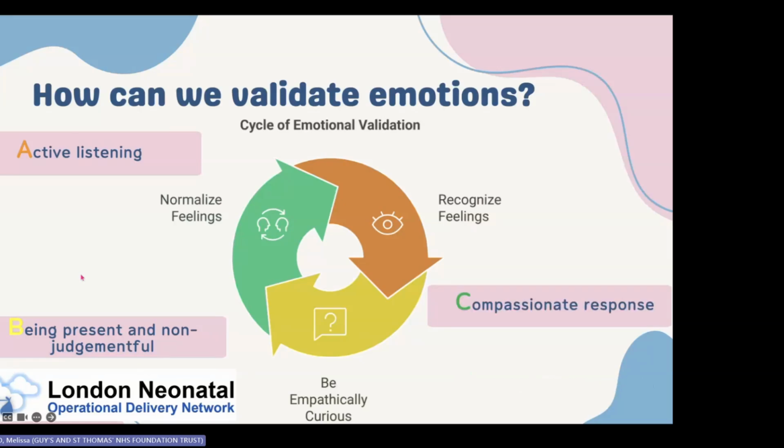And the C is compassionate response. So when we validate, we're actively hearing their emotion, we're being present and allowing the emotion to just be and not be fixed. We can respond compassionately where we're trying to explore more, not necessarily trying to fix it, but we're really just trying to allow the emotion to be felt.